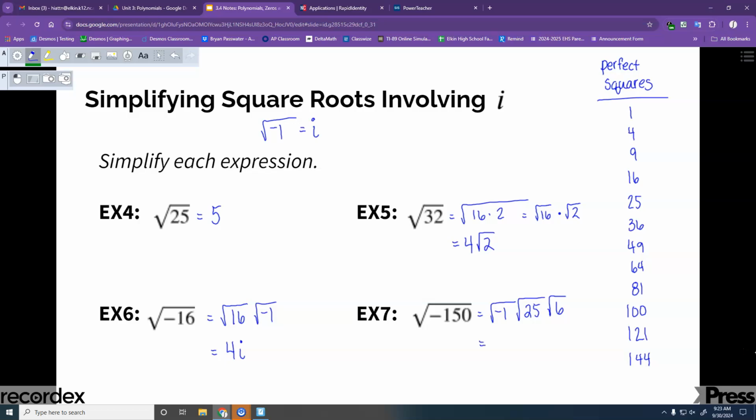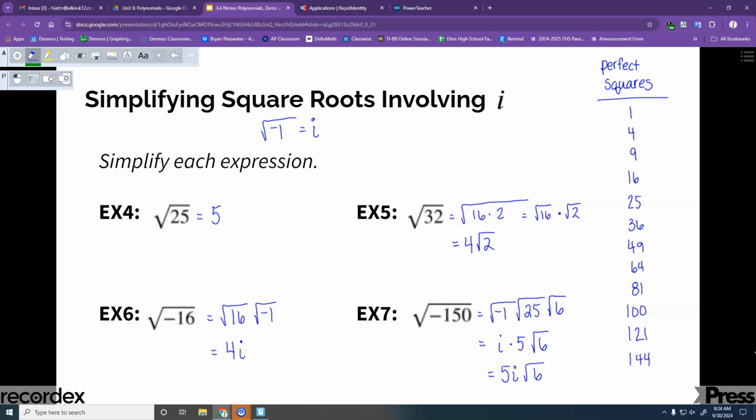So when we do this, the square root of negative 1, what is it? i. Square root of 25 is 5. And square root of 6, we don't have one, right? We just got to leave it underneath the square root. Most of the time they will rewrite this like this. They'll put the 5 and then the i and the square root of 6. They usually put the number first there.